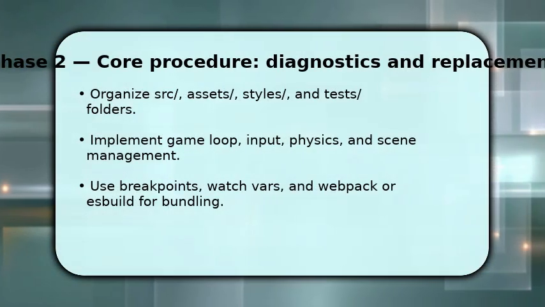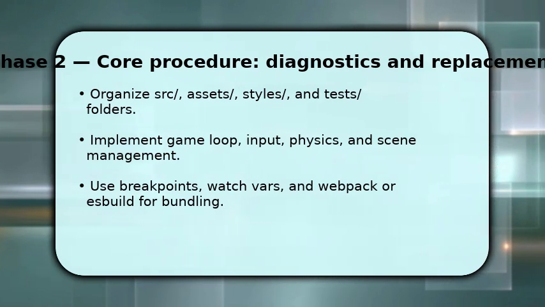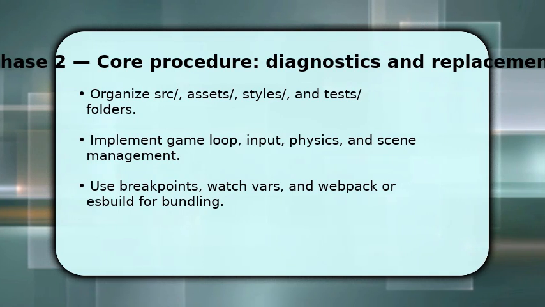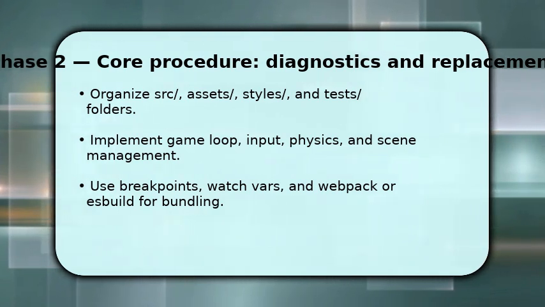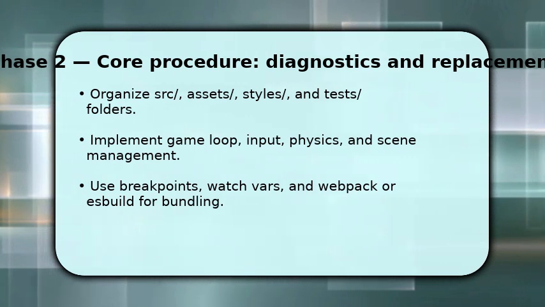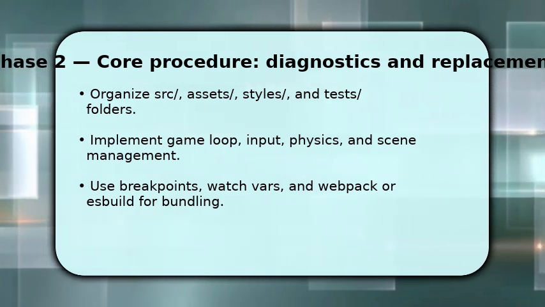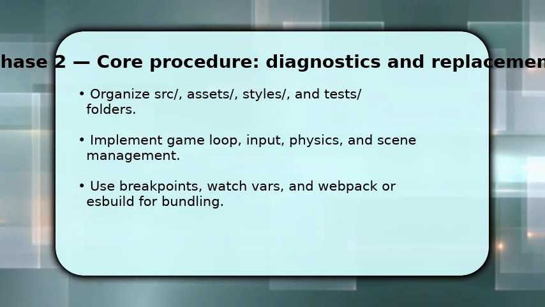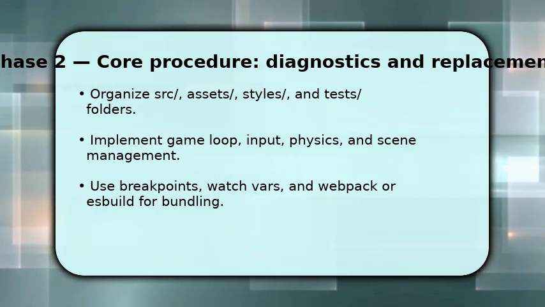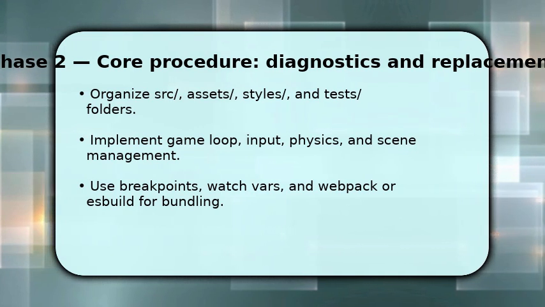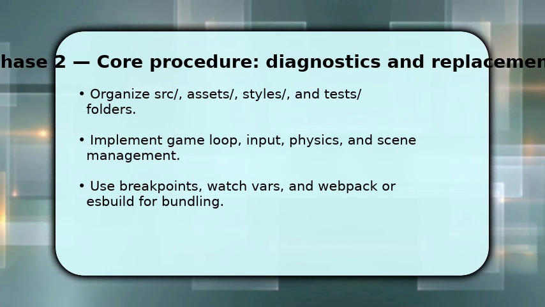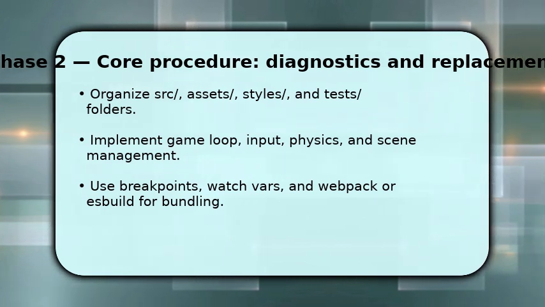You now implement the middle systems. Structure your src and assets folders, then code the main game loop, scene manager, input handling, and simple physics. As you write, use VS Code breakpoints and the debugger to inspect variables and step through frame updates. Once modules work, set up a bundler like Webpack or esbuild to compile assets and enable hot reload. Make sure to add small unit tests or live play checks so logic stays correct while you expand features.